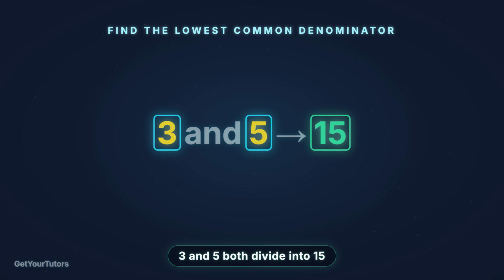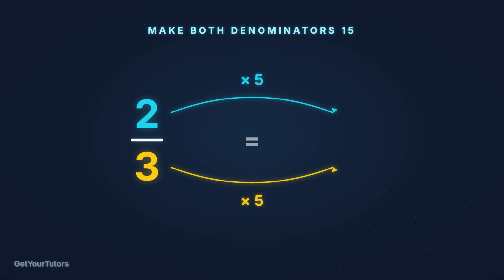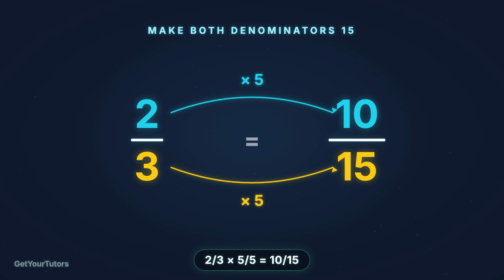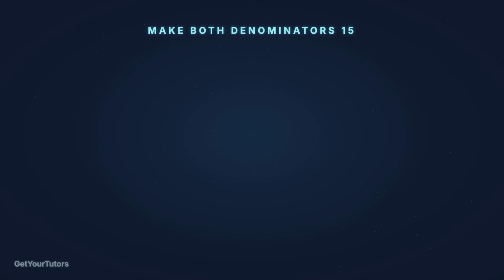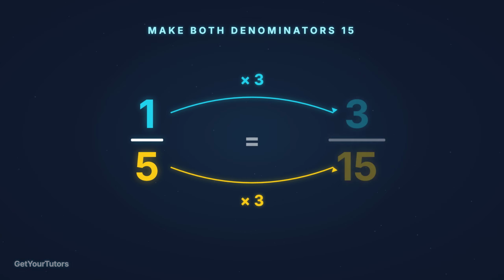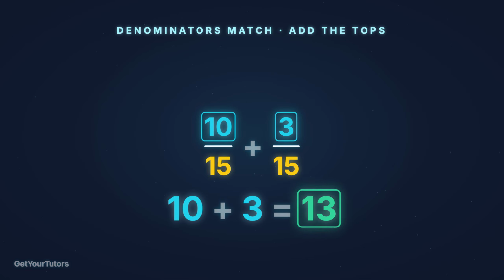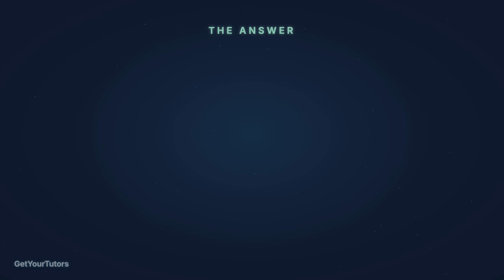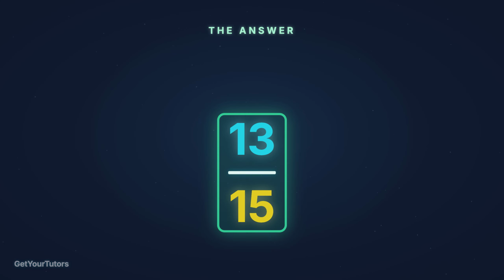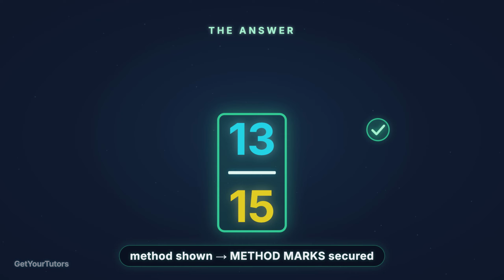We use 15. Multiply the first fraction top and bottom by exactly 5. 2 times 5 is 10. This becomes 10/15. Multiply the second fraction top and bottom by exactly 3. 1 times 3 is 3. This becomes 3 over 15. Now the denominators match completely. Simply add the top numerators together. 10 plus 3 is exactly equal to 13. The final simplified answer is 13 over 15. By showing exactly how you multiplied, you secure all the necessary method marks.